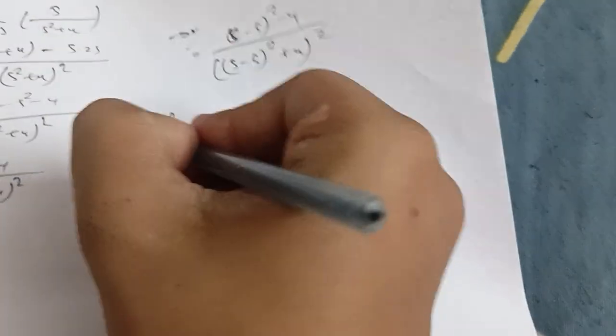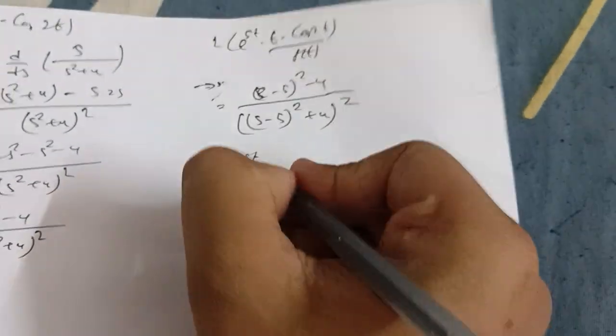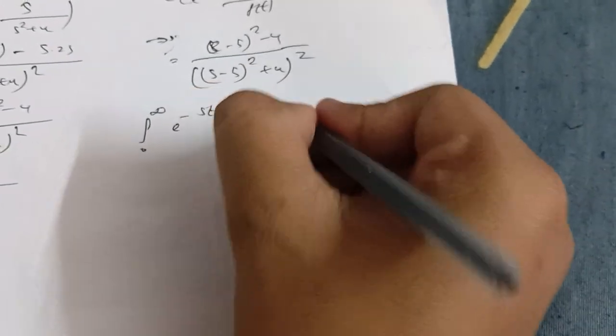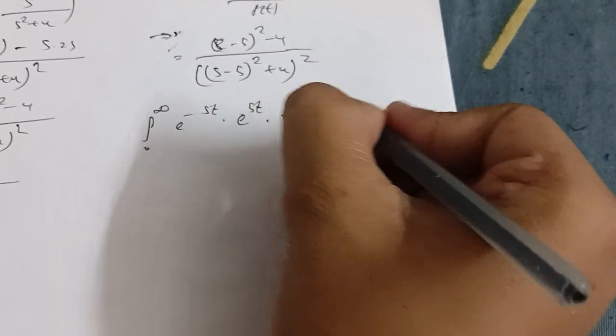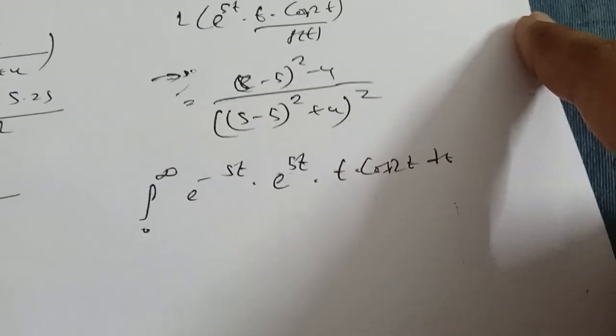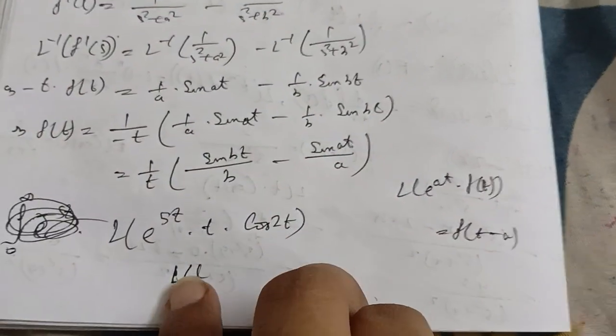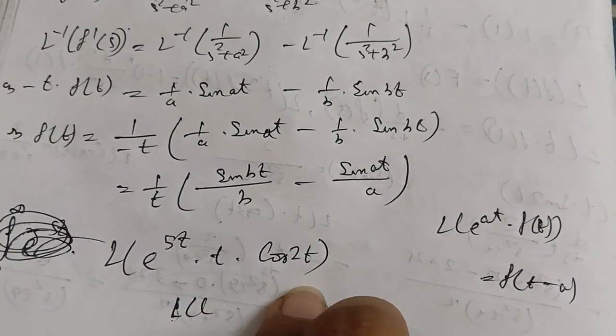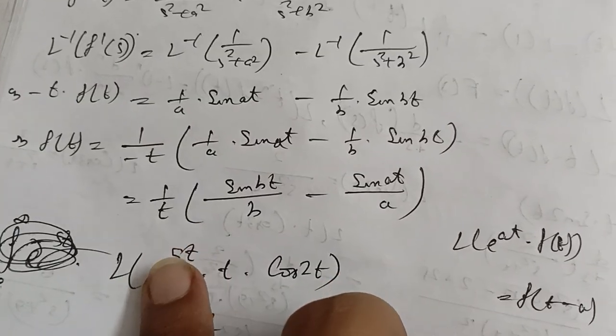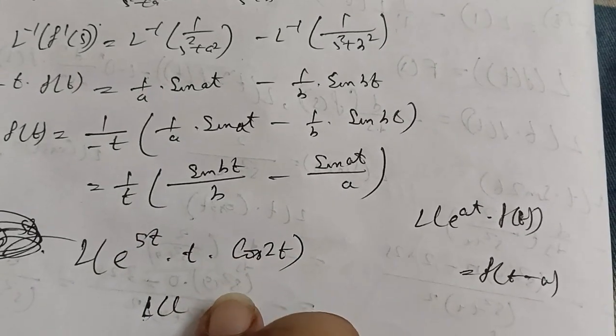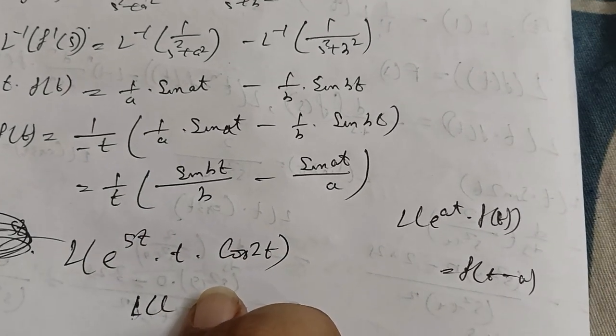If you go into mathematical computation, you see a problem like integral 0 to infinity e power minus st e power 5t dot t cos 2t dt. You would wonder how tough this is. But if we do it this way, at first Laplace of e power 5t t cos 2t, we know that Laplace of e power at f(t) is equal to F(s minus a).